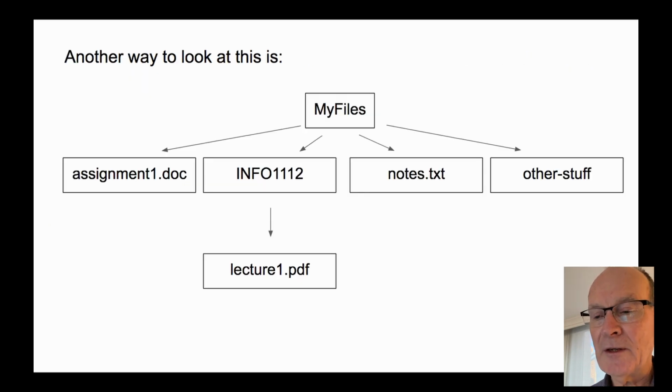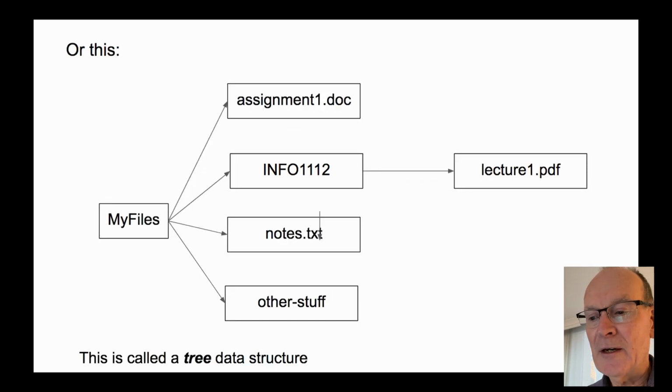So we can look at that in many ways. For example, we could draw it like this, with the top level, myfiles, then the next level down, and directories have files below them. Or we could draw it like this on the side. And we call this a tree data structure, with, in this case, myfiles, the directory on the left there, at the root of this tree data structure.